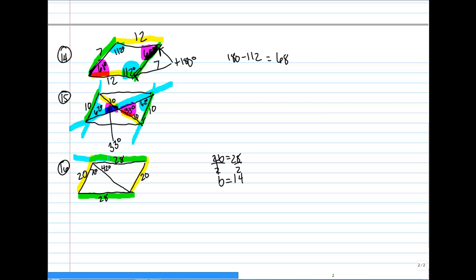This right here is two parallel lines cut by a transversal. So if this is 42, then this one right here is 42 as well. But it says that is 3y. So divide by 3. And y is 14.